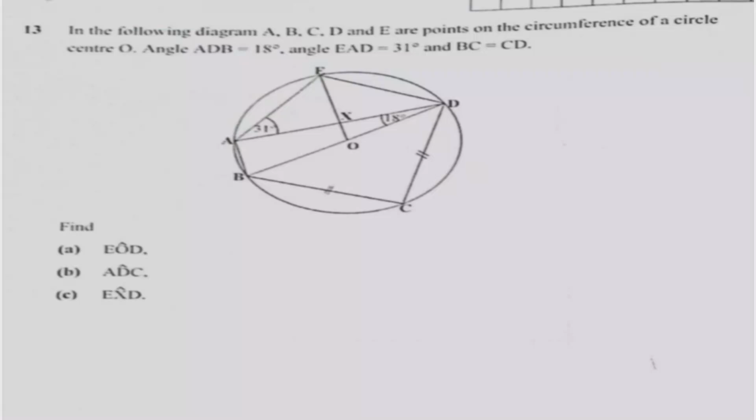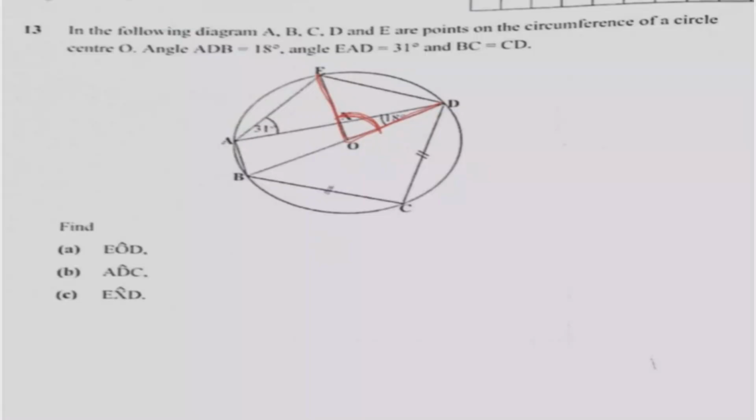Once we have studied the diagram, the next thing is to answer the actual question, which is to find angle AOD. Which one is angle AOD? Let's identify it. Not AOD, but EOD. This is the angle. That means we need to find this angle here. What property are we going to use to find that angle?